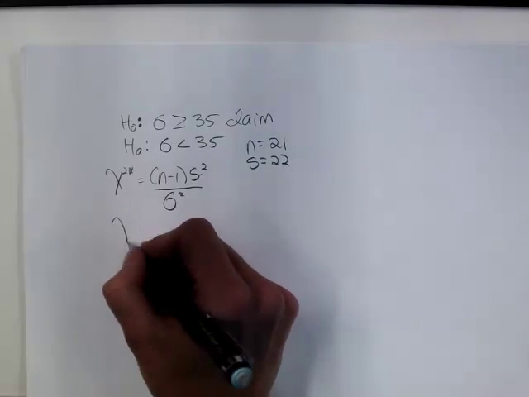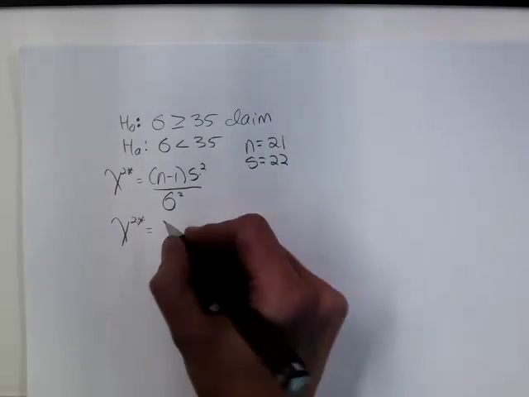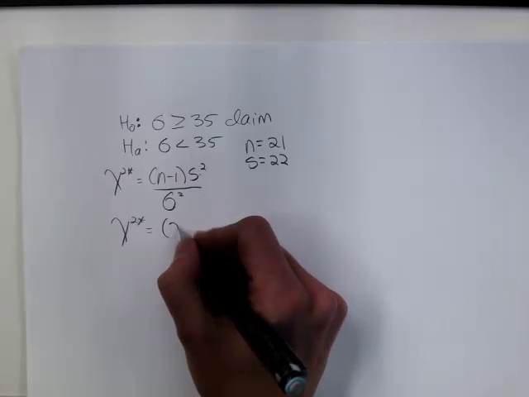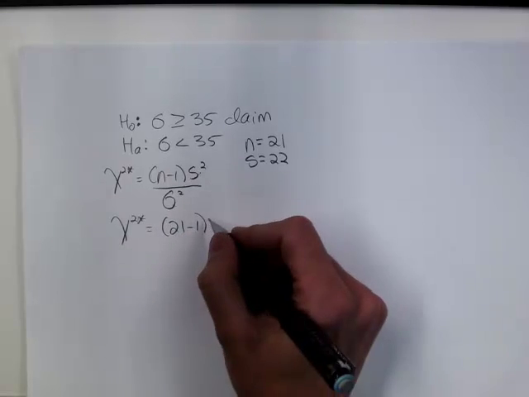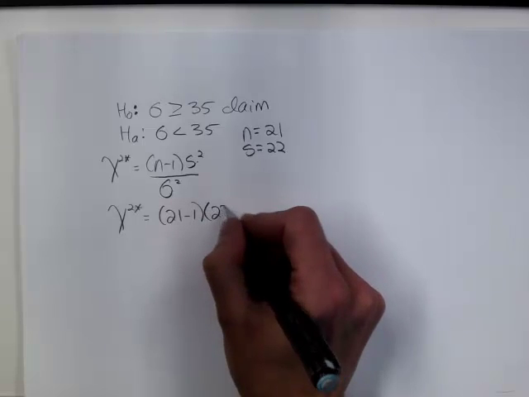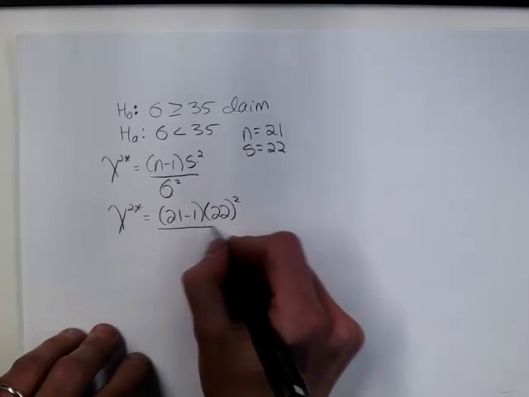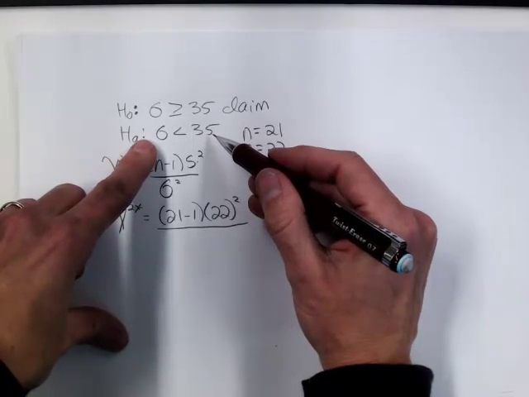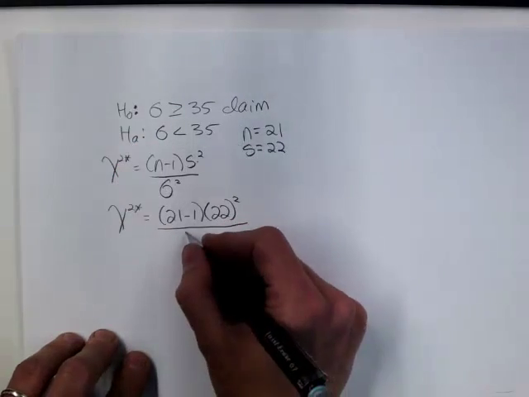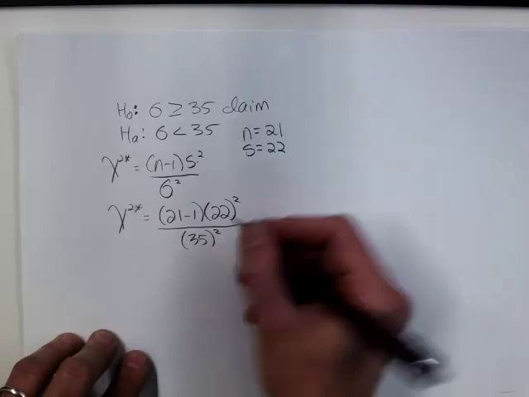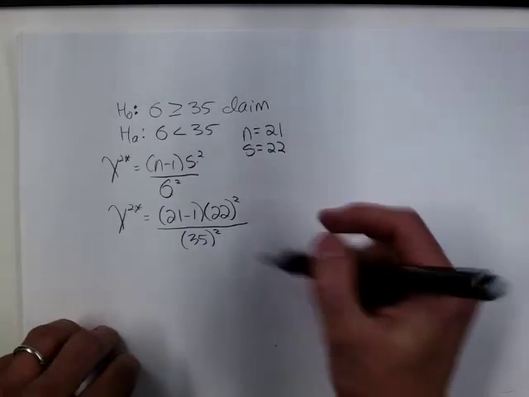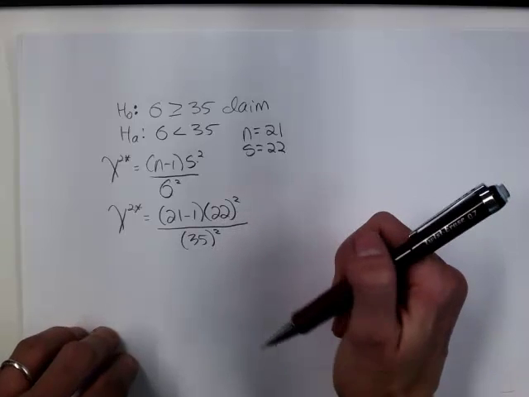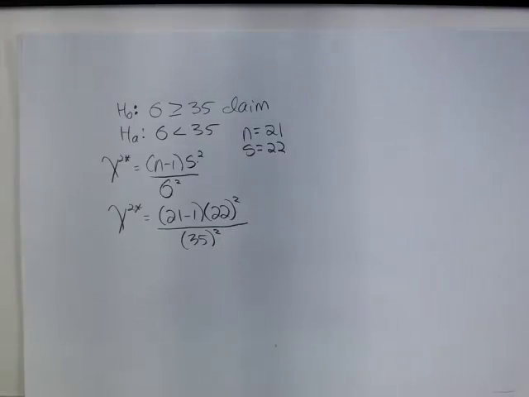So my test statistic will be 21 minus 1 times 22 squared. Now look, the claimed parameter is in terms of standard deviation also, so I need to also square that 35. It would be really mean if they gave one as variance and the other as standard deviation. Wouldn't put it past them, right, because they're evil.